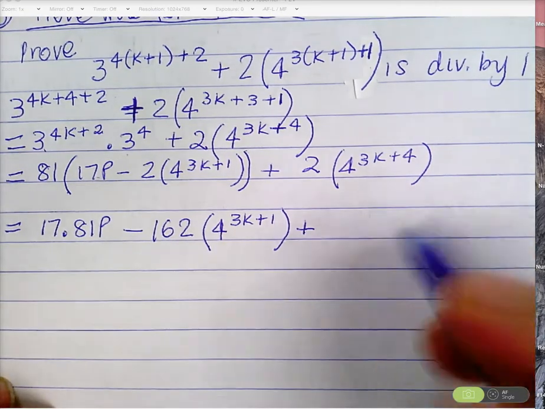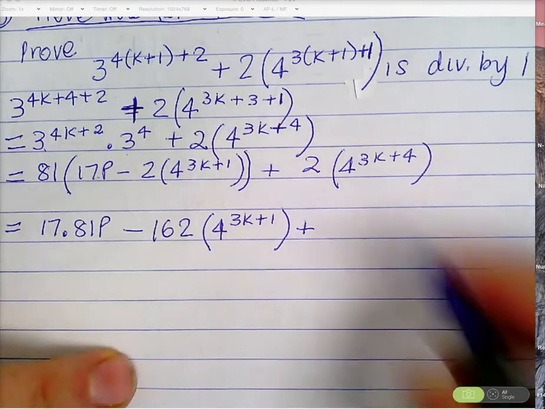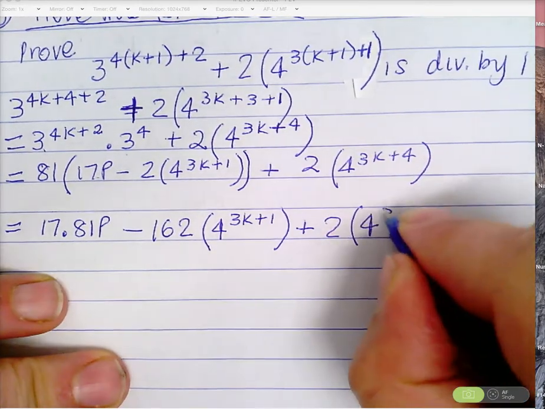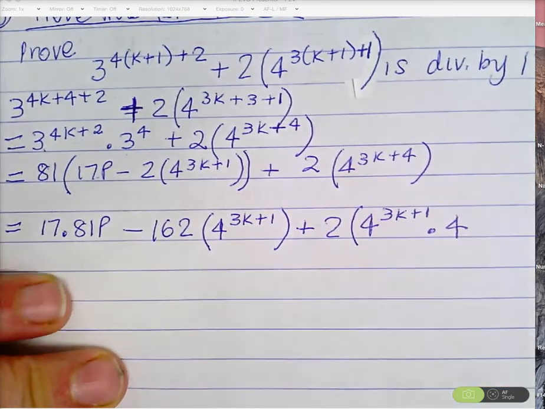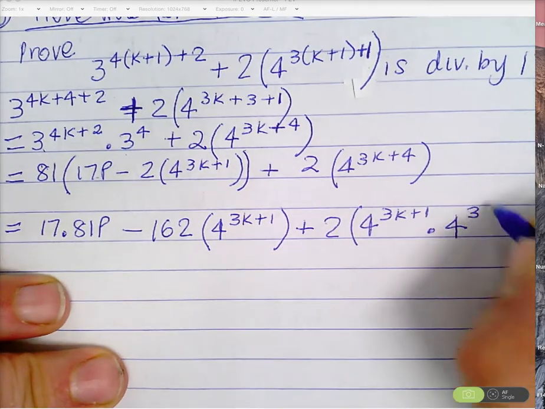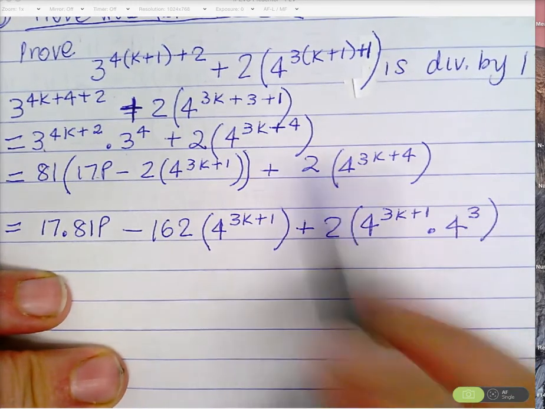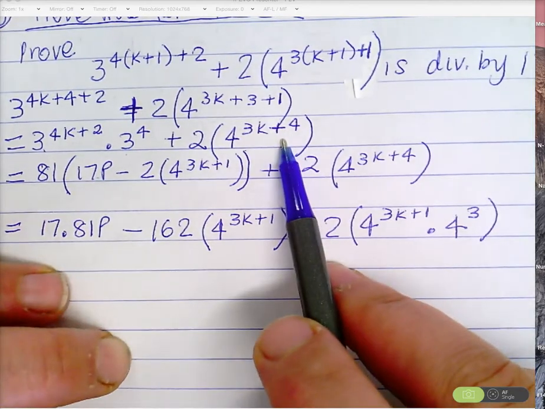Like terms, 4 to the 3k plus 4 and 4 to the 3k plus 1 are not like terms. I can make them look like terms as follows. 4 to the 3k plus 1 times 4 to the what? 3. Because what's 3k plus 1 plus 3? In other words, I should never have done this up here in hindsight.